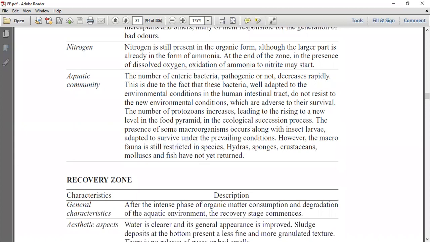The third is the recovery zone. After the intense phase of organic matter consumption and the degradation of the aquatic environment, the recovery stage commences.